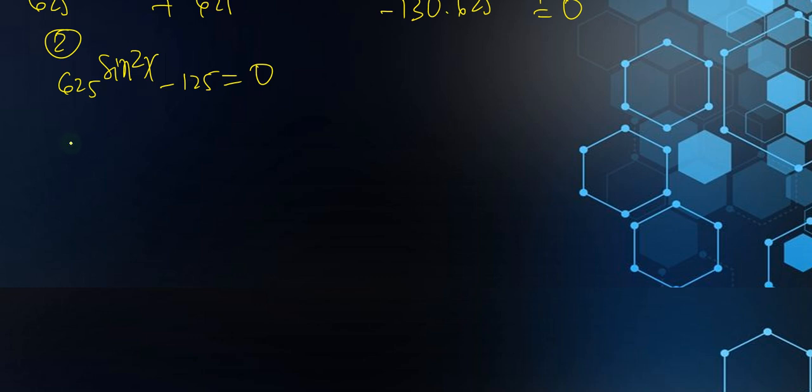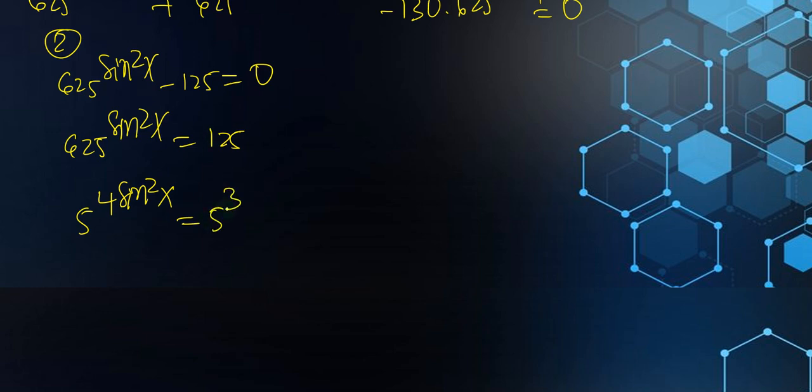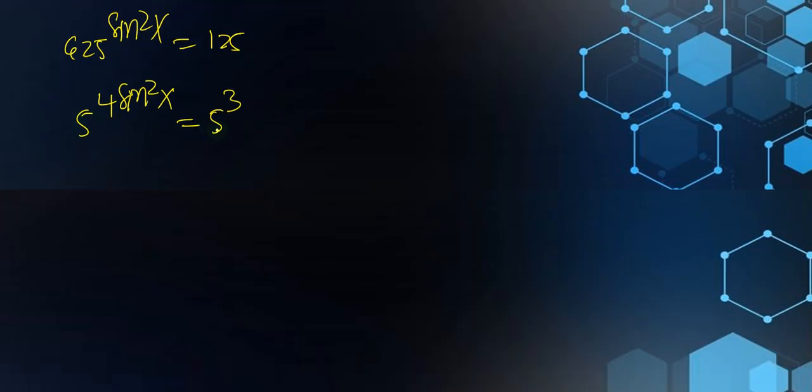So from here we have that 625 to the sine square x equals 135, right? I'm not going to write this again like this. I'm just going to erase this one, and say that this is 5 to the power of 4 sine square x, and 135 is 5 to the power of 3. Okay, so given this, we have the same bases, so we have to have the same powers, right? So we have 4 sine square x equals 3.